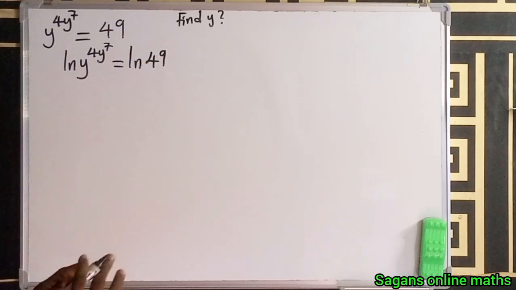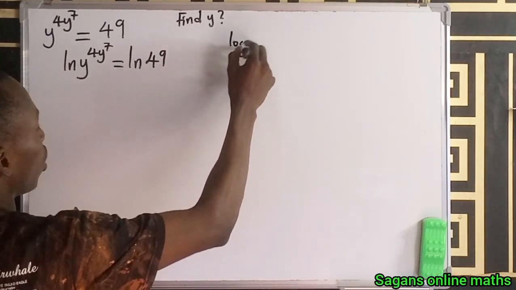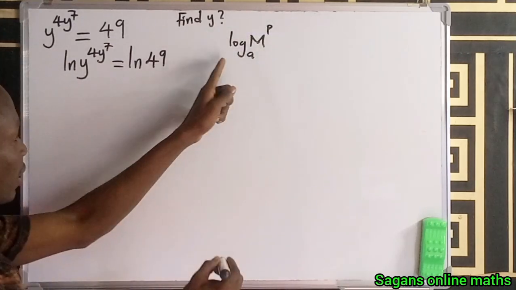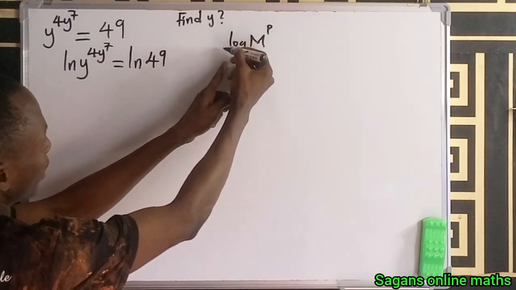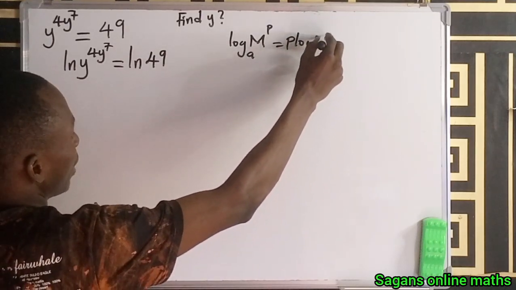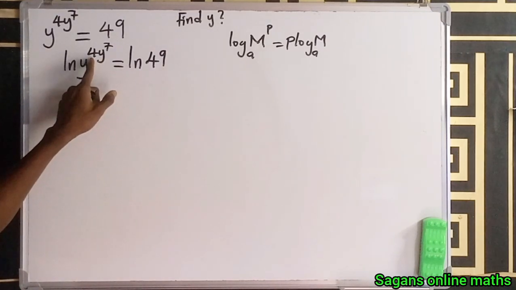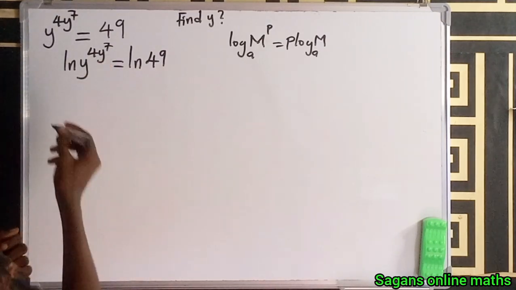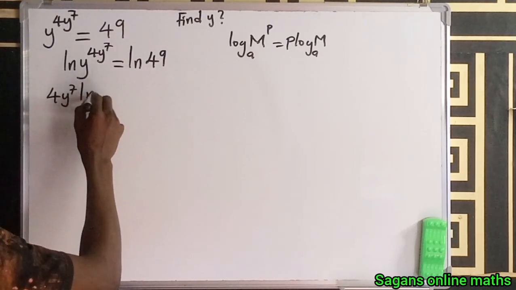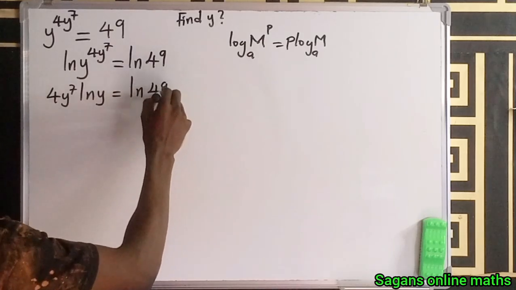Now let's remember one of the properties of logarithm, that if you have log of m to the power of p, base a, this law states that the power can also multiply the log. So this will be equal to p multiplied by log of m base a. So the power here is 4y to the power of 7, so we can also take it back as 4y to the power of 7 multiplied by ln y is equal to ln 49.